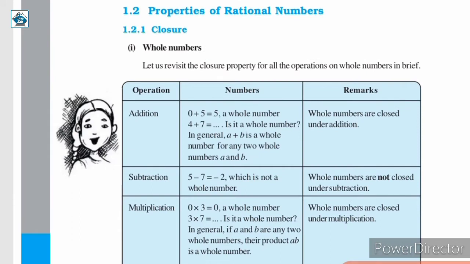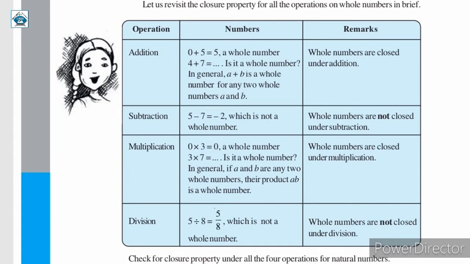Since we have revised these numbers, let us now take a look at the properties of rational numbers. First property is closure property. Let us consider whole numbers. Let us revisit the closure property for all the operations on whole numbers in brief. So what are the four operations you know? They are addition, subtraction, multiplication and division.